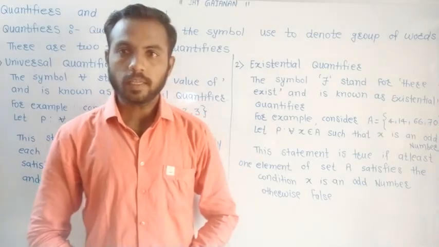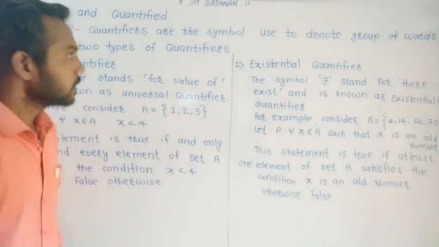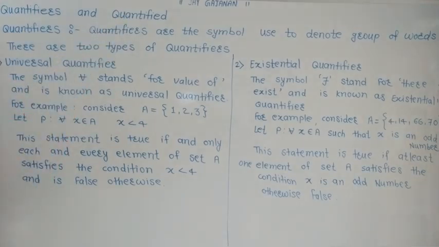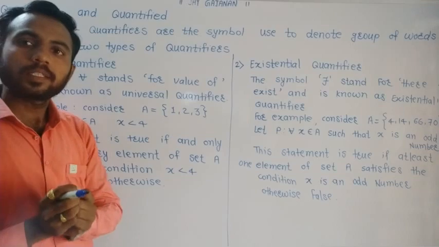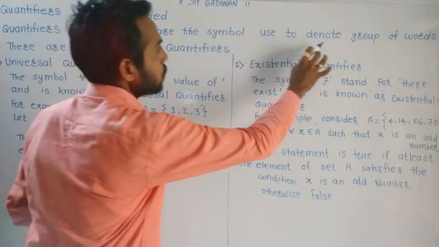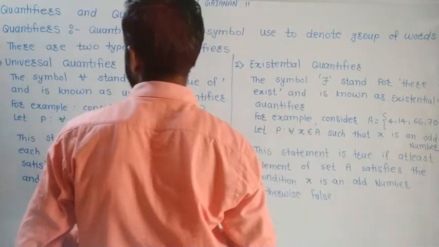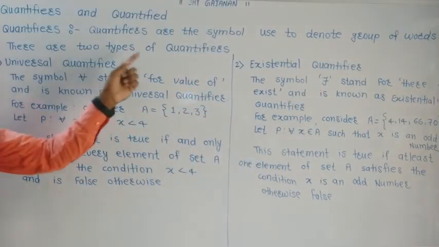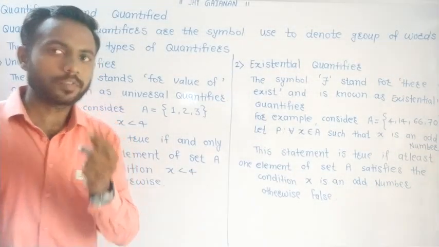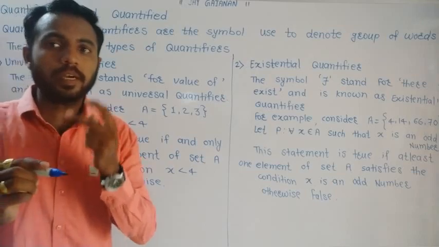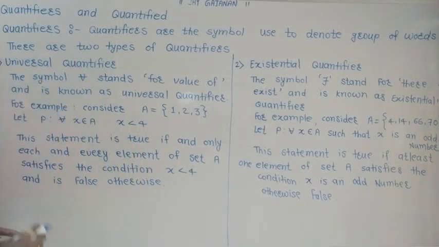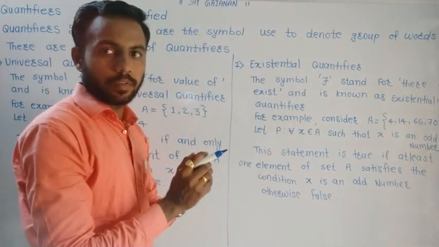So now without wasting any time, we will start quantifiers and quantifieds. Quantifier is a symbol. Quantifiers are the symbols used to denote a group of words. There are two types of quantifiers. It means there are two types of symbol: universal quantifier and existential quantifier.